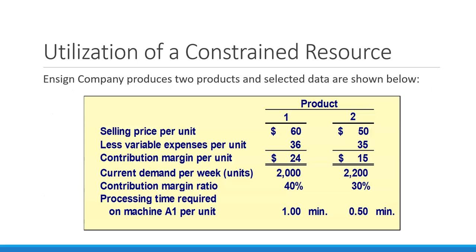So we have two products. We have information about those products. So we have a machine processing time that's limited on this machine A1. So we have the selling price per unit, the variable expenses per unit, contribution margin per unit, and the current demand, and our contribution margin ratio. We need 1 minute for product 1 and 0.5 minutes for product 2.